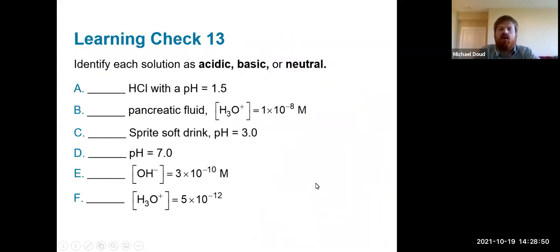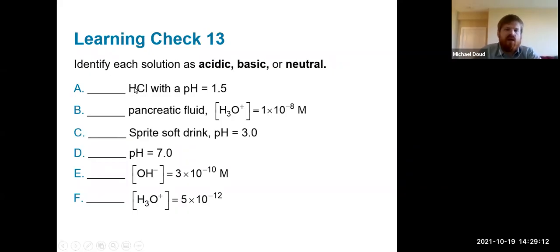Okay, so given that, looking at this pH scale, why don't you go ahead and label each of these solutions from your sample exercise sheet as acidic, basic, or neutral. Go ahead, give it a shot. Pause the video here, and then when you come back, we'll take a look at the answers. So go ahead, pause. Okay, let's go ahead and take a look here.